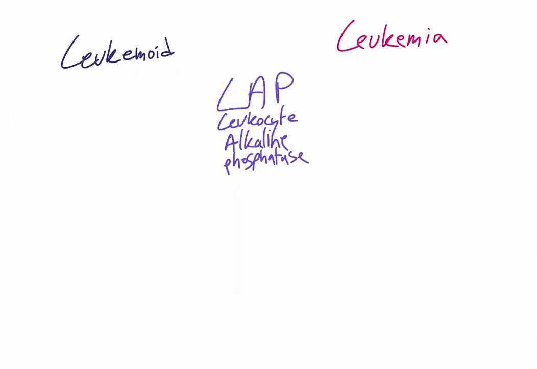First and foremost, there is a test called LAP. This stands for leukocyte alkaline phosphatase. It's increased in leukemoid reaction and decreased in leukemias. So if you see a question and they mention elevated leukocyte alkaline phosphatase, in the context of infection, that means it's a leukemoid reaction. Now, if LAP is low, even before you read the rest of the question, you already should be thinking about possible leukemias.